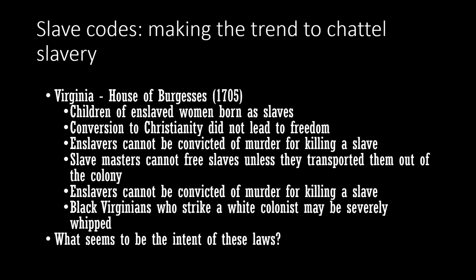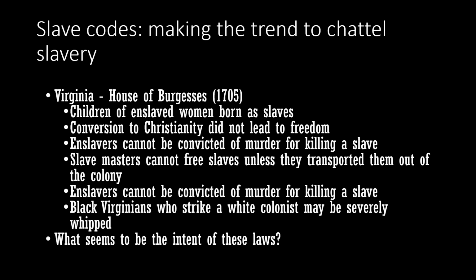So what were some of the policies that were passed over time that solidified this transition to chattel slavery? Going into the early 18th century, there's the Virginia House of Burgesses. They passed a series of laws that essentially solidify this institution that we now know as chattel slavery. As we already mentioned, the House of Burgesses solidified the practice that children of enslaved women would be born as slaves.